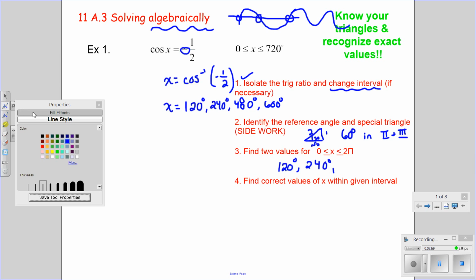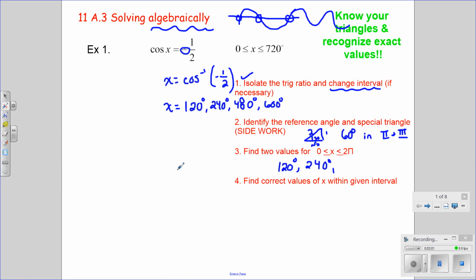So notice that, let's switch to red. If I go from 120 to 480, I've just added 360 degrees, which means I've traveled around my circle a second time. 240 to 600, again, I've added 360 degrees, and that's traveling around from these original 2 points, or two angles, and an additional circle, 360 degrees later, I hit again at 480 and 600 degrees. All right, so now I have found the correct values within the interval I was given, and I've completed my question.